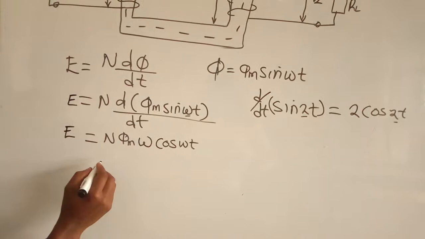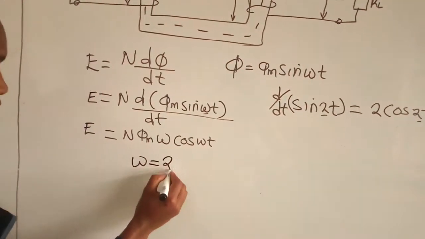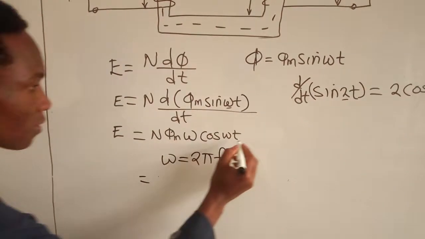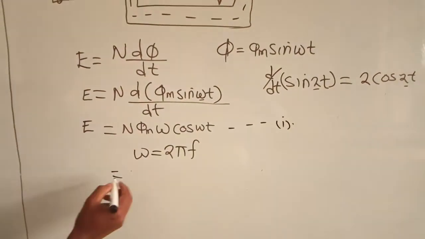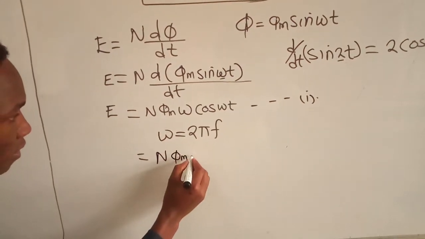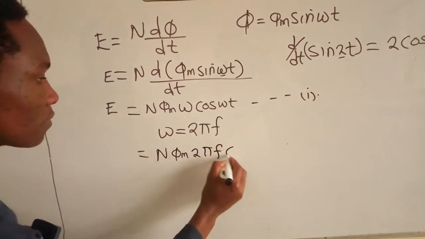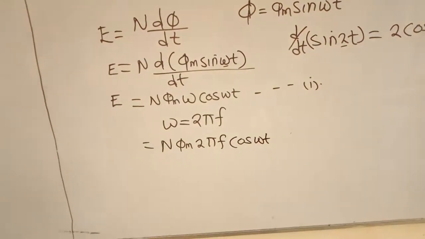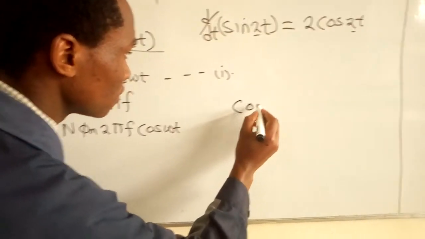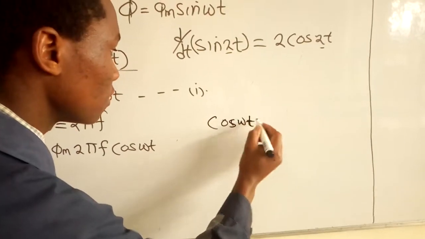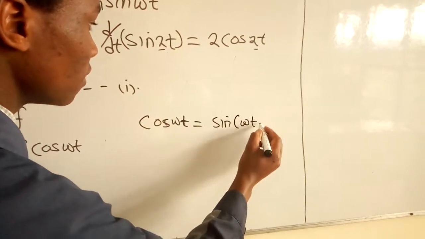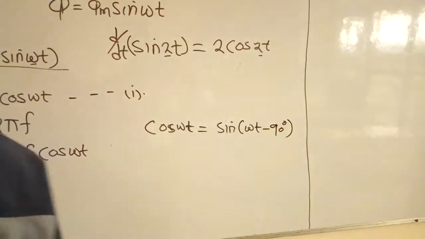Then omega is given by 2 pi f. Then we can replace the omega in equation 1, we get 2 pi f cos omega t. Then according to geometry, we see that cos omega t is the same as sine omega t minus 90 degrees.